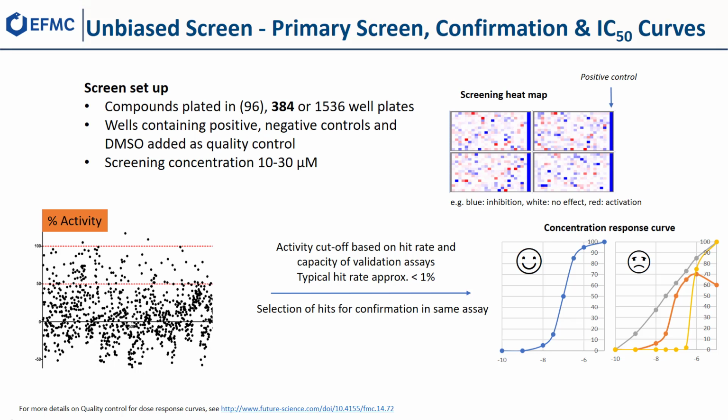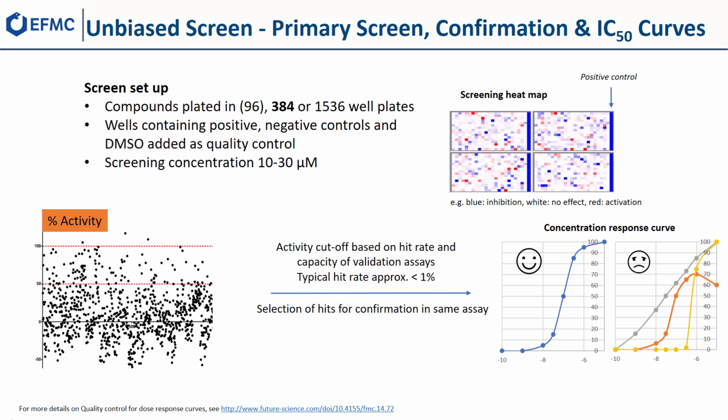As a result of your screen, you may get a heat map like the one shown on the right side of this slide, where you see on the far right, the column is filled with positive controls, which you use to monitor the assay performance over time. And then the colors correspond to individual compounds. The blue are those showing inhibition, the white no effect, and the red activation. And the stronger the effect, the stronger the color.